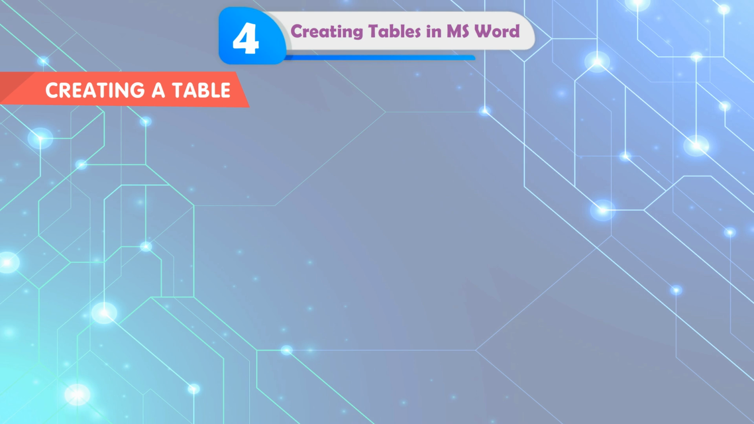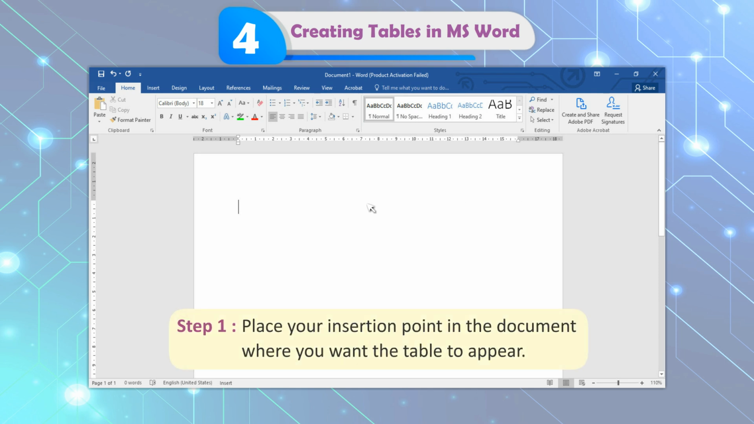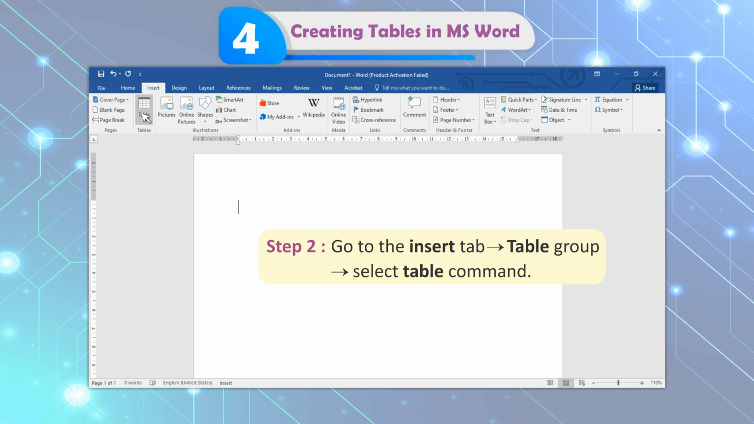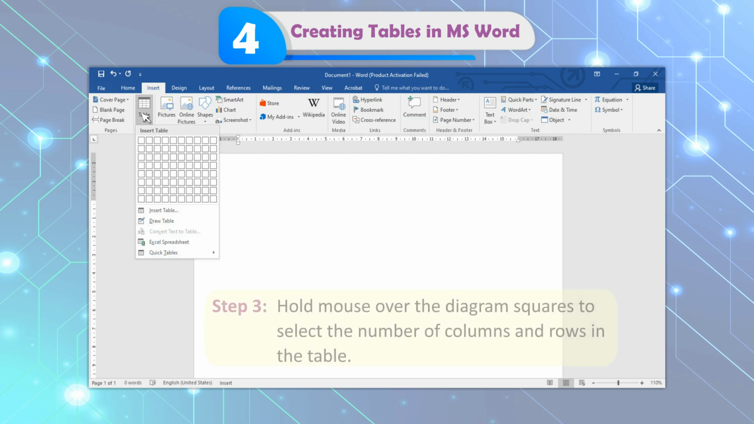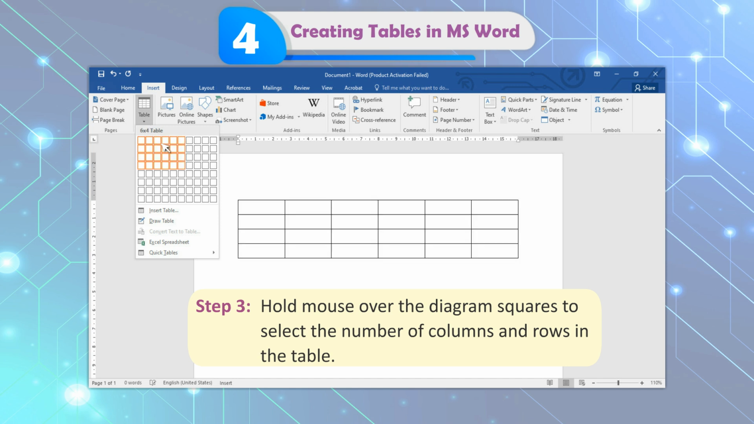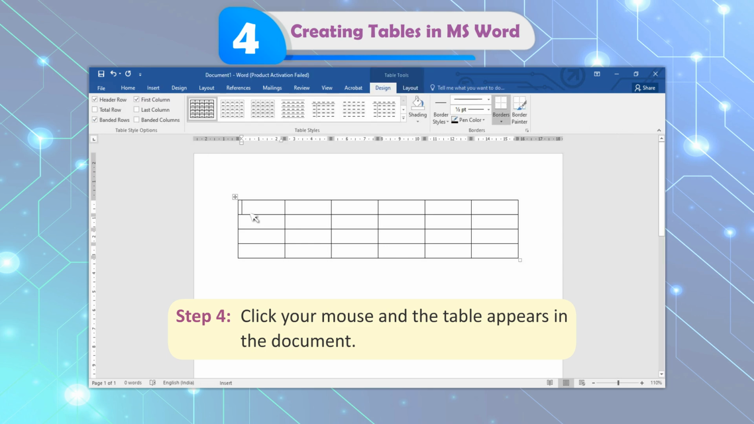Creating a table. Follow the given steps to create a blank table. Step 1. Place your insertion point in the document where you want the table to appear. Step 2. Go to the Insert tab, Table Group. Select Table command. Step 3. Hold mouse over the diagram squares to select the number of columns and rows in the table. Step 4. Click your mouse and the table appears in the document.